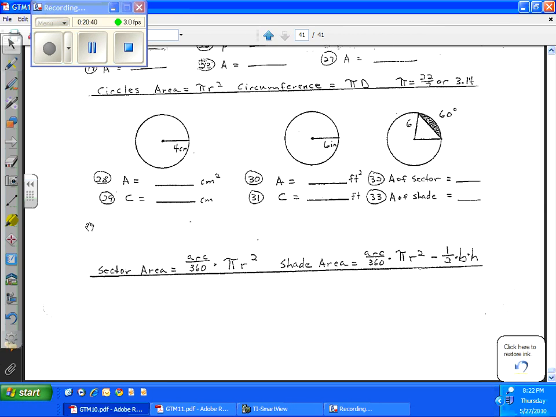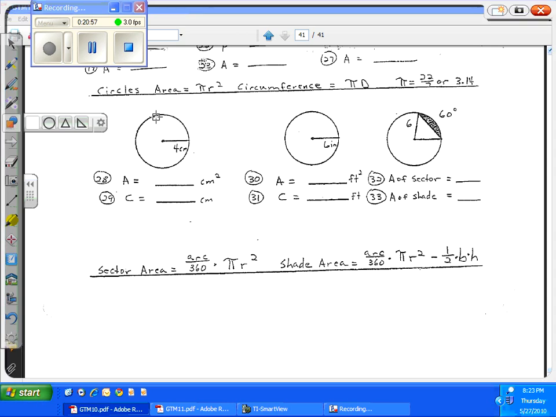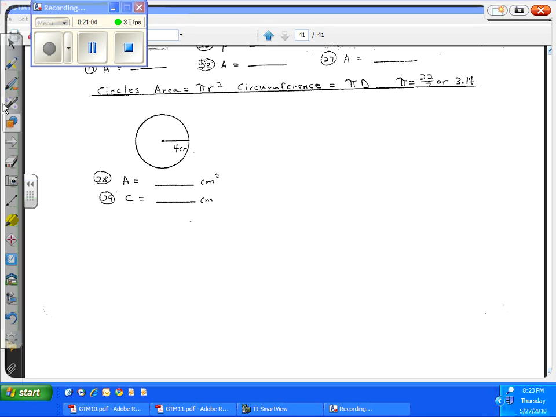Okay, that brings us to area and circumference of a circle, and then the areas of sectors and the area of the shaded region. So we're going to start here with the first example. We're going to get rid of our sector formulas because we don't need those for it.